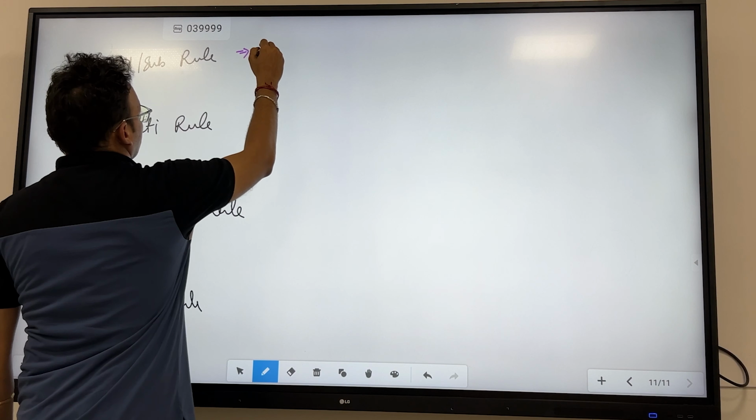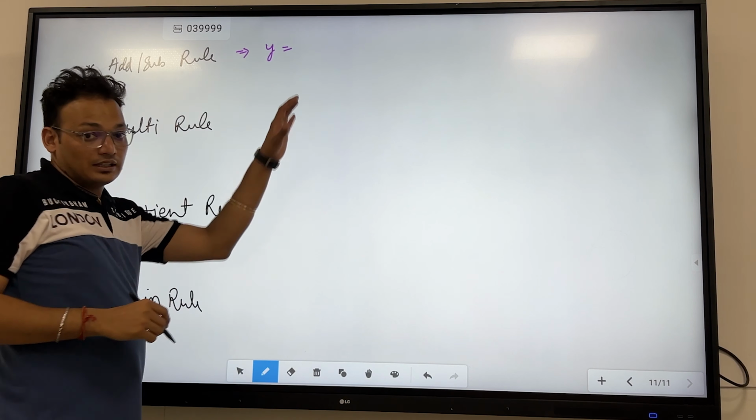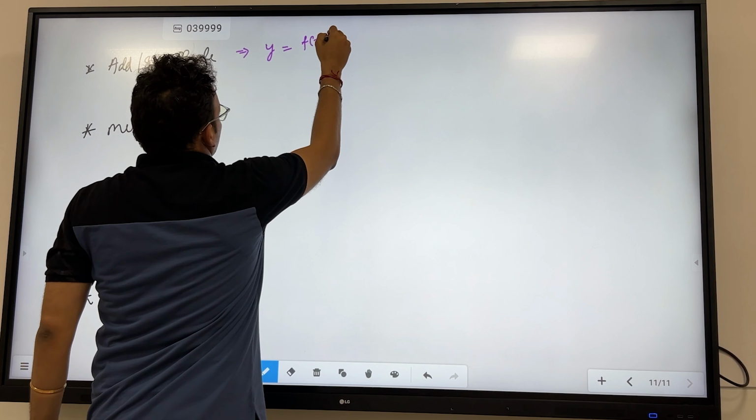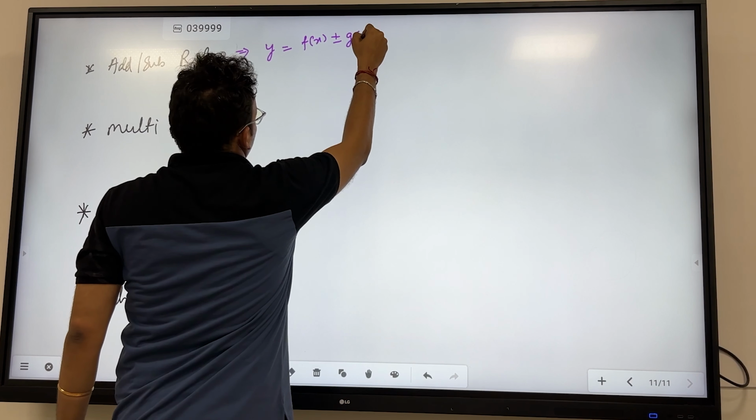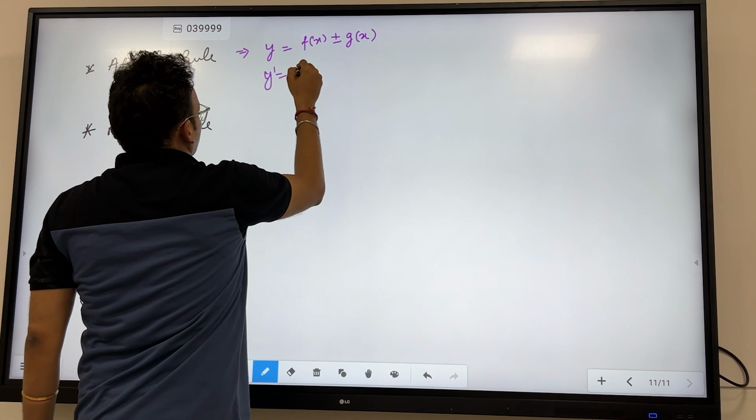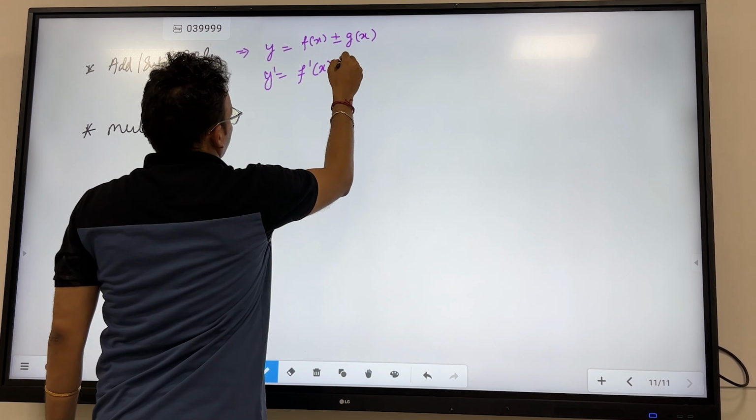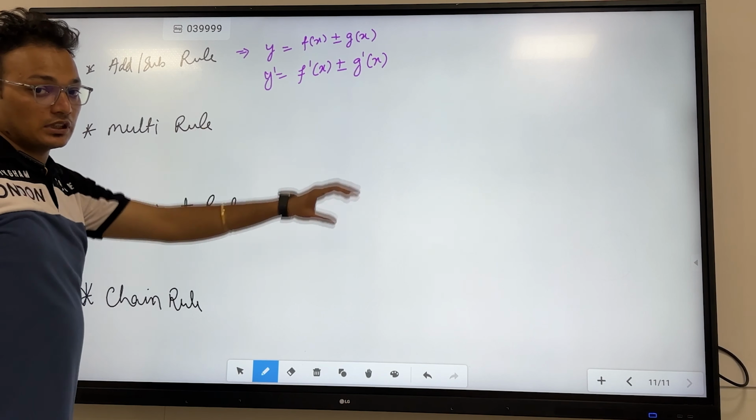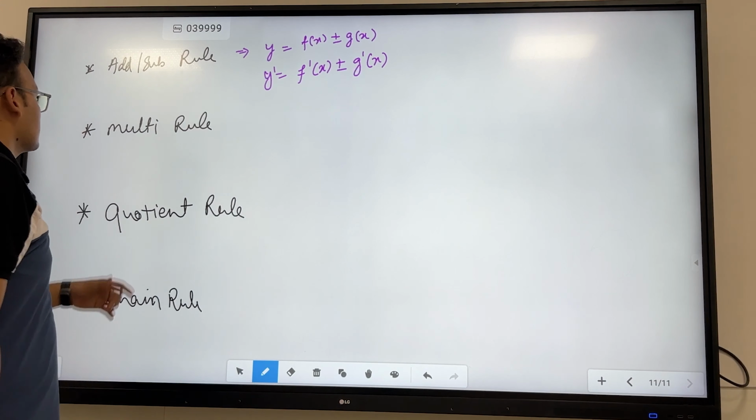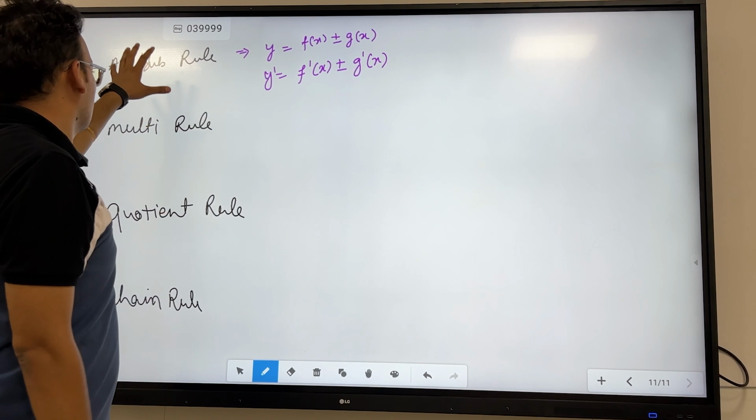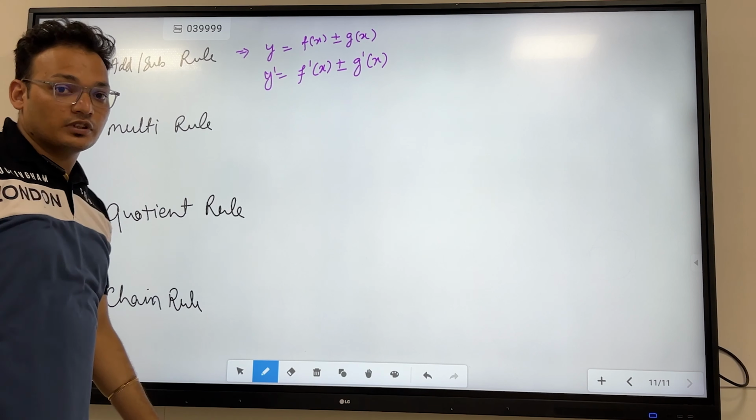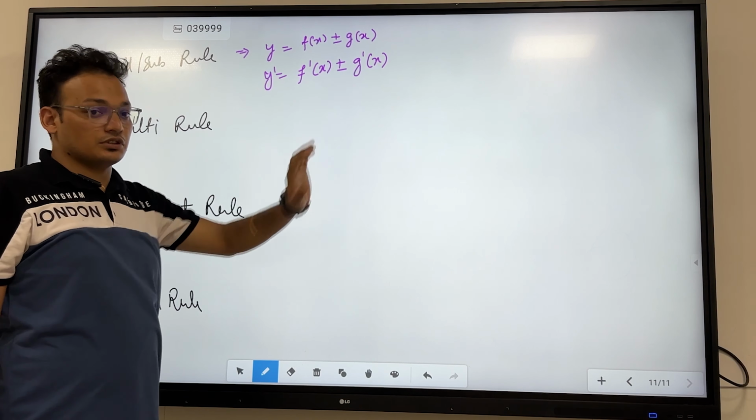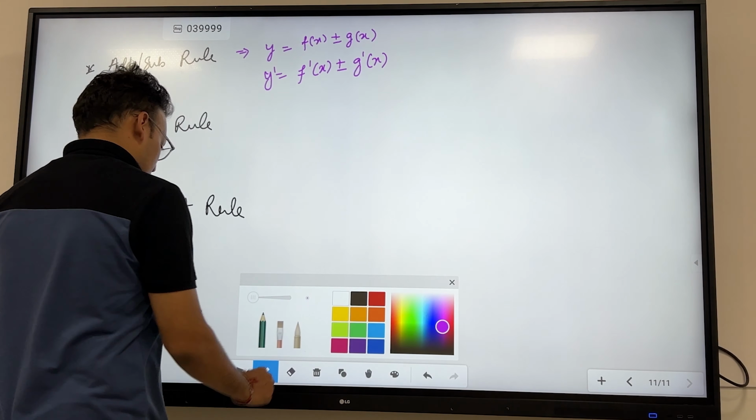Now, let's say we have two functions, y is equal to f of x plus or minus g of x. Then y dash will be equal to f dash x plus or minus g dash x. This is known as the addition and subtraction rule of differentiation. That means we can easily distribute the differentiation on the functions.